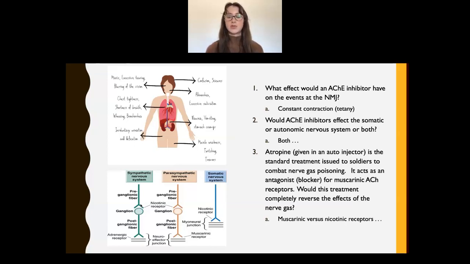Okay. Number 3, atropine, which is given in an auto-injector, is the standard treatment issued to soldiers to combat nerve gas poisoning. So this acts as an antagonist or a blocker for muscarinic acetylcholine receptors. With that information, would this treatment completely reverse the effects of nerve gas? So in order to answer that, we need to know the difference between muscarinic and nicotinic receptors and adrenergic, all of those.